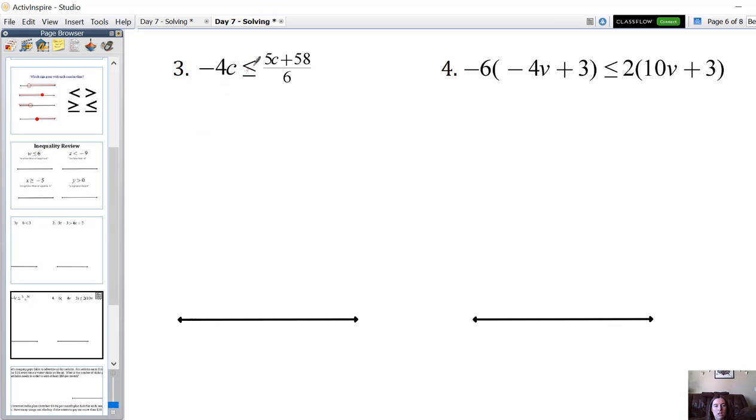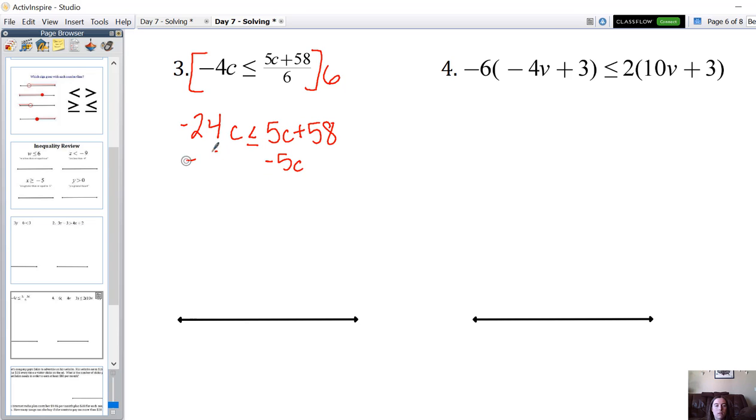We've got negative 4c less than or equal to 5c plus 58 all over 6. So just like if we were solving an equation, we're going to try and get that variable by itself, but it's in two different places right now, so we're going to have to move some things around. I'm going to start by getting rid of this denominator by multiplying both sides by 6. So now on the left, we have negative 24c, because negative 4 times 6 is negative 24. Less than or equal to, and then on the right we're just left with 5c plus 58 because we got rid of that denominator.